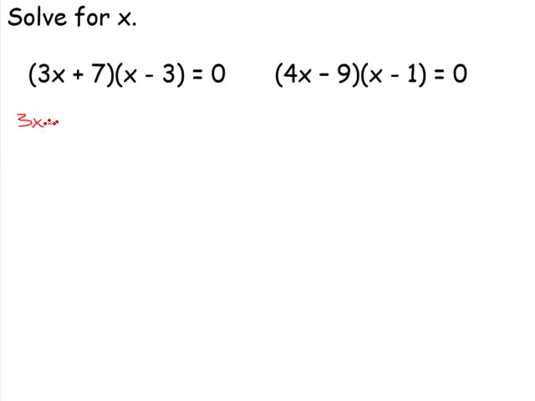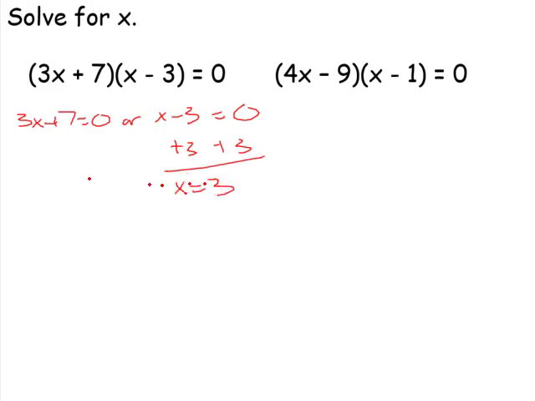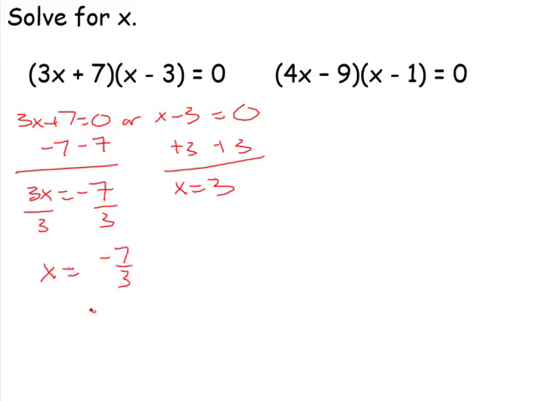And then the second component was to solve once we have them equal to 0. So we would go 3x plus 7 is equal to 0, or x minus 3 is equal to 0. On this side, all we have to do is add 3, we get x is equal to 3. And here we subtract 7, we get 3x is equal to negative 7. Divide both sides by 3, we have x is equal to negative 7/3. So our answer would be negative 7/3, comma 3.